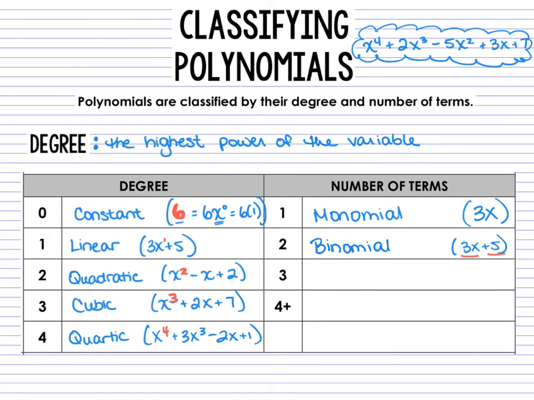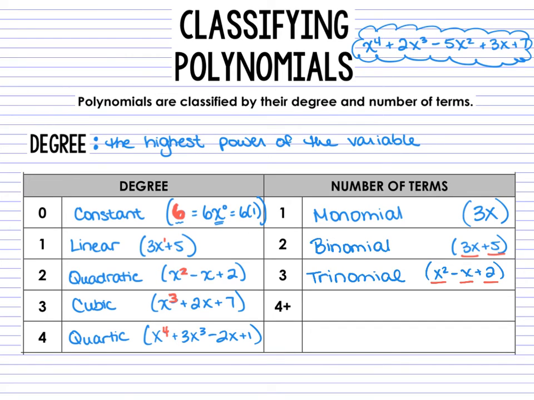Okay, then we go down to 3. We'll use the expression on the left, x squared minus x plus 2. That's our example. This expression has 3 terms, 1, 2, 3. Think about tricycle, right? That prefix tri, meaning 3. So a 3-termed polynomial is going to be a trinomial.